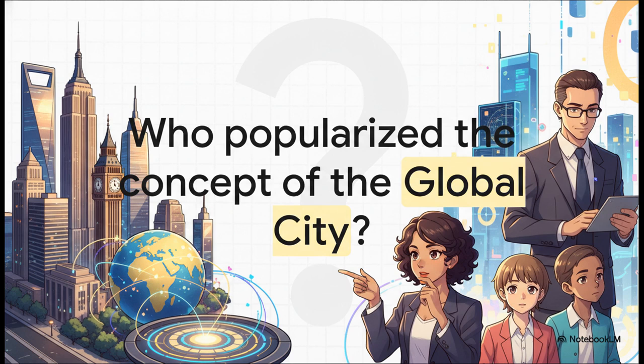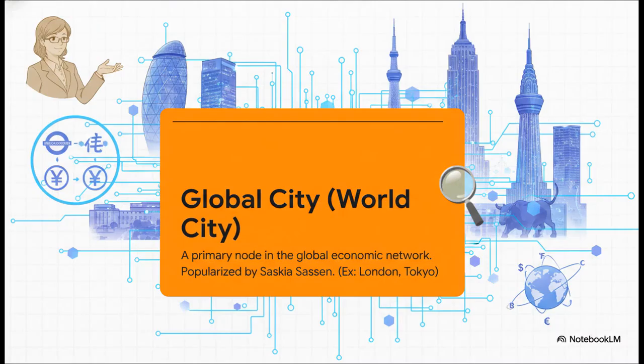This brings us to a huge idea in urban studies. Who do you think we have to thank for popularizing the concept of the global city? This idea that a few key cities basically act as the command and control centers for the whole world's economy. The answer is the sociologist Saskia Sassen. She's the one who really defined global cities as these primary nodes in the global economic network. We're talking about places like London, Tokyo, and New York, where the massive financial and corporate decisions that affect the entire planet are being made every single day.